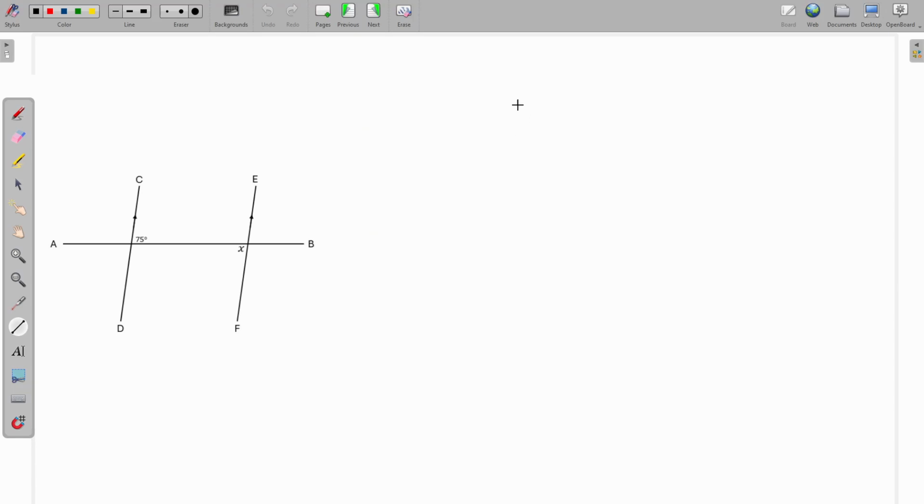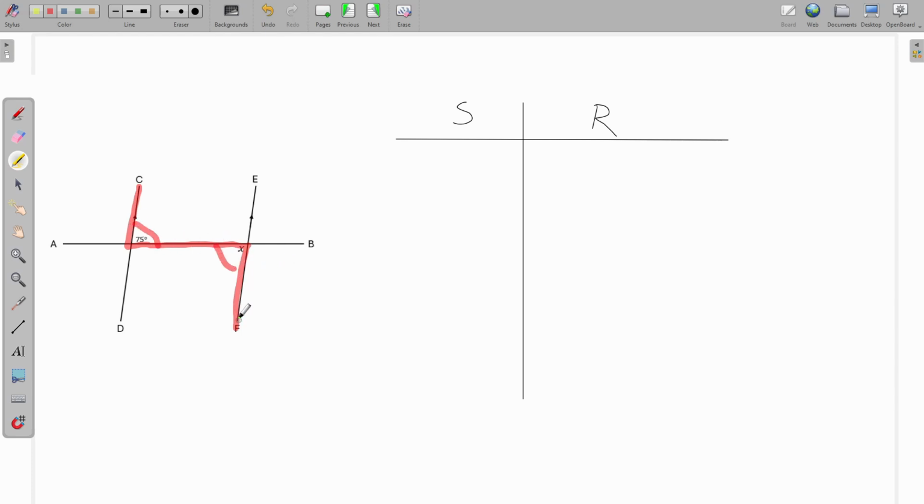So, question 2. As always, I need statement and reason. So I'm going to draw my little table for statement and reason. Statement, reason. Now we've got a pair of parallel lines here, and it allows me to quite easily see a backwards N, which means that X and 75 are alternate angles because CD is parallel to EF.